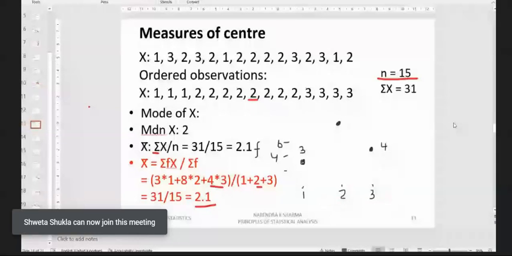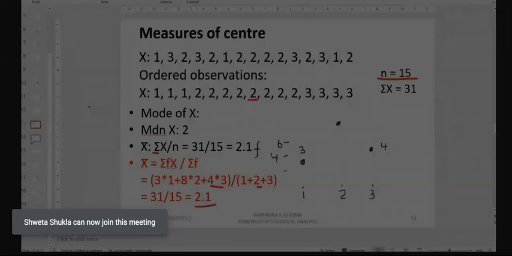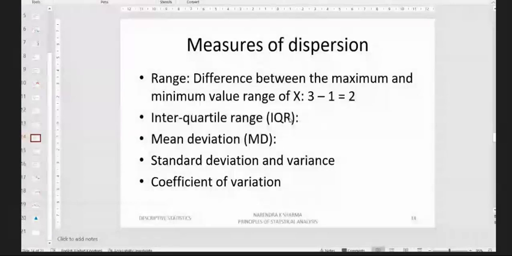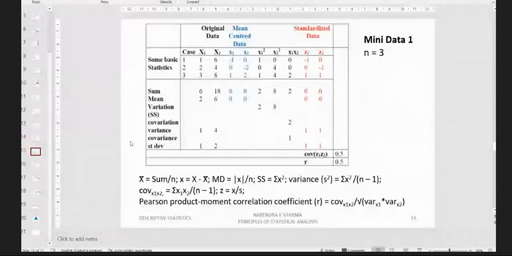I'll draw them again. Now let us go to the measures of dispersion. And we had talked about the range, the IQR, MD. We'll see how we calculate IQR, mean deviation, etc. And we had done this analysis here.